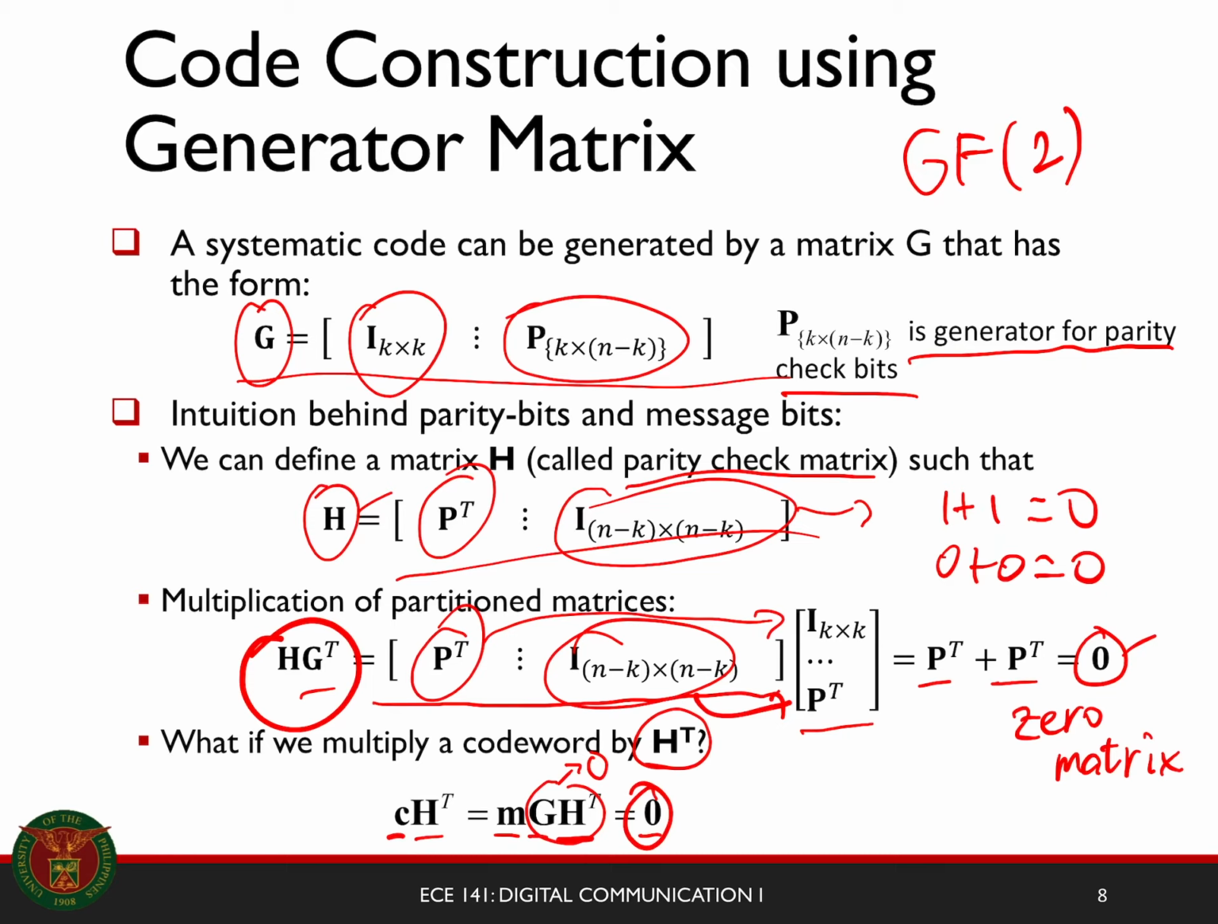Any vector that is non-zero when multiplied to a parity check matrix tells us that there's an error in the transmission. So using this system, we can actually detect errors. And once errors have been detected, then maybe we can tell the transmitter to retransmit. That's one way of having a more reliable communication system.